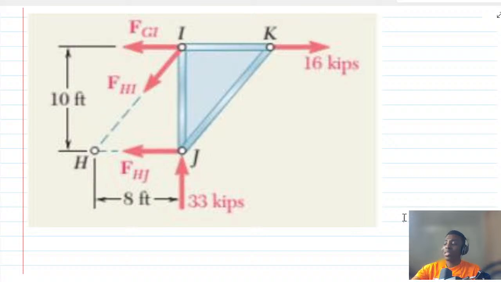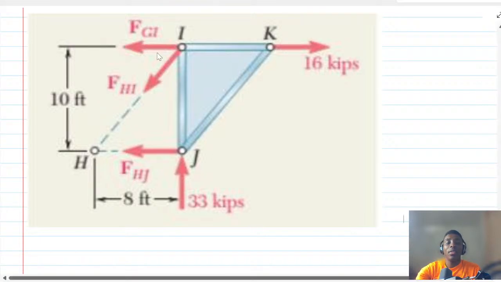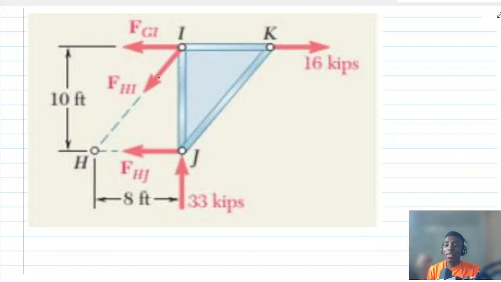So if you cut it like this, then interestingly you see that this is FGI. Since the question did not say we should find any other force in a member but FGI, then we can just make the question simple for us by looking at the moment about a point, which will let us find FGI quickly.